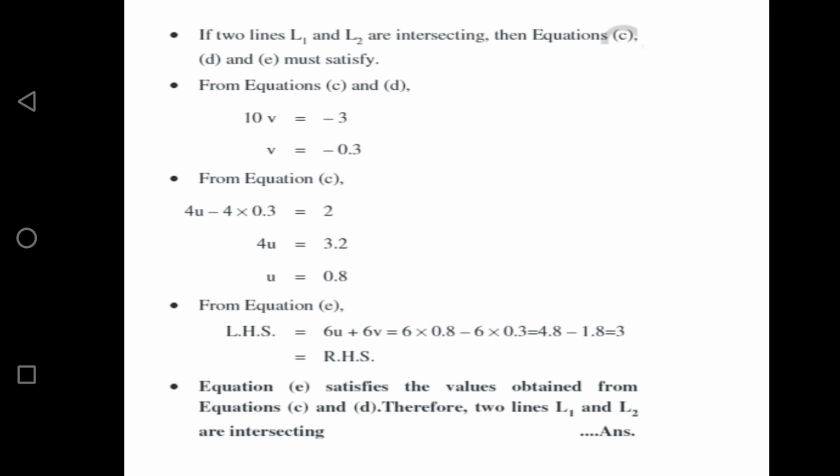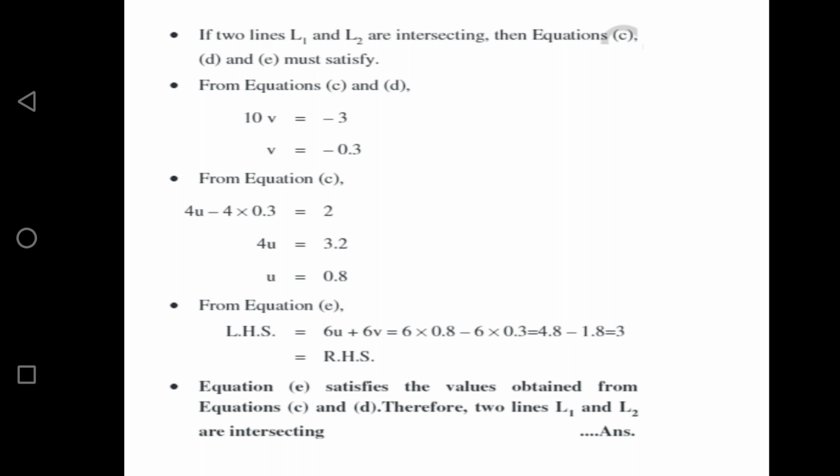If two lines L1 and L2 are intersecting, then these equations must be satisfied. So let us find the values of u and v. If we solve equations C and D, I get v equal to minus 0.3. You can solve any equations to find u or v. If you find v, you can substitute it in any equation to find u. The value of u is 0.8 and the value of v is minus 0.3.